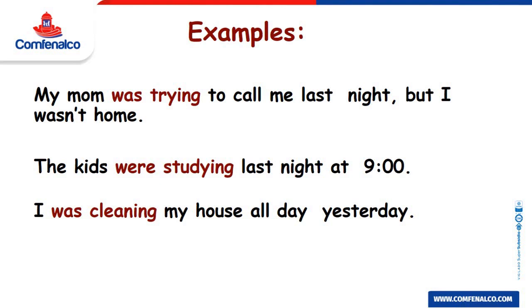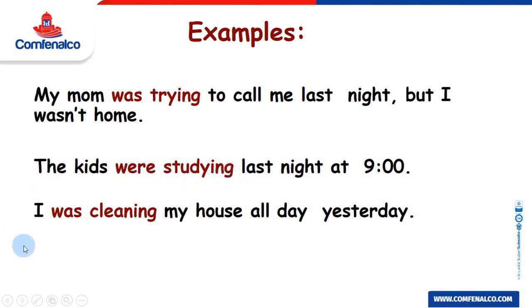Now, the other example. The kids were studying last night at 9. Los chicos estuvieron estudiando anoche, okay, a las 9. Okay, the action is continuous, okay? And we have here the kids referring to they, okay? Aquí podemos reemplazar este sujeto de esta oración por el pronombre they. And remember that they is with were, siempre va con were, okay? Then the verb study with ing, the gerund form, la forma en gerundio.